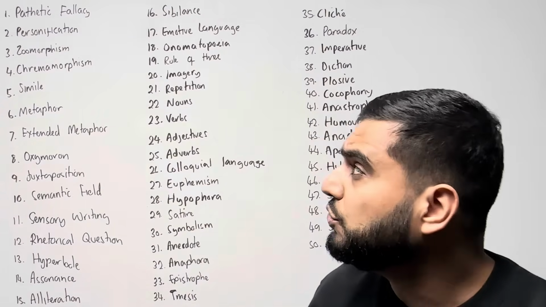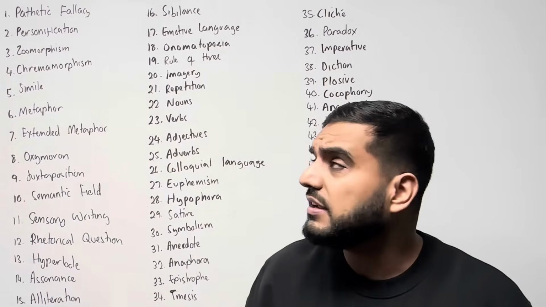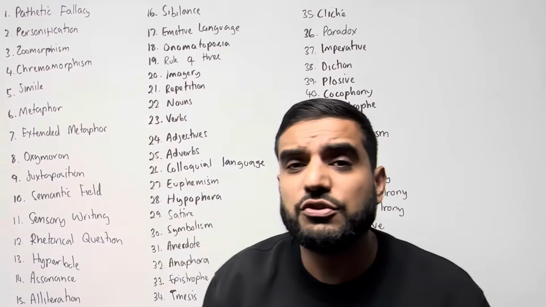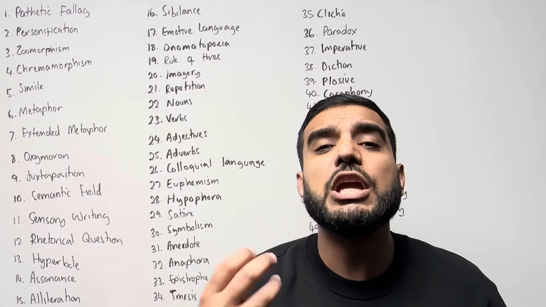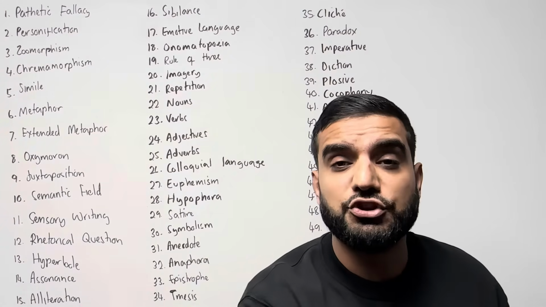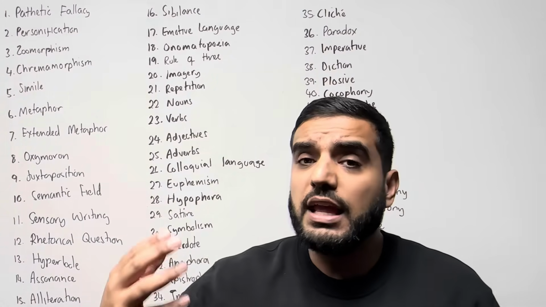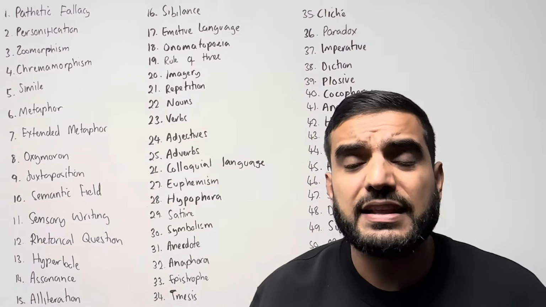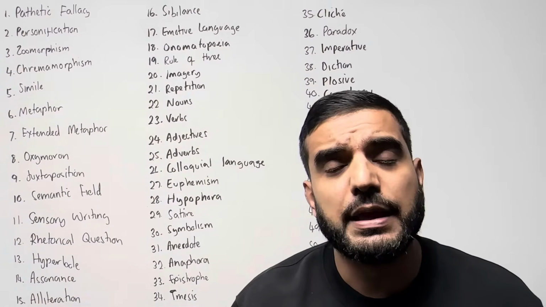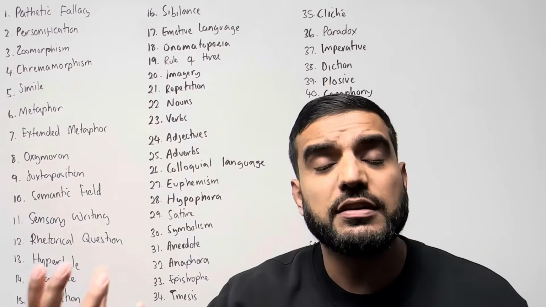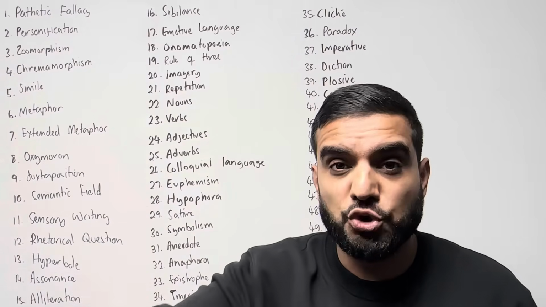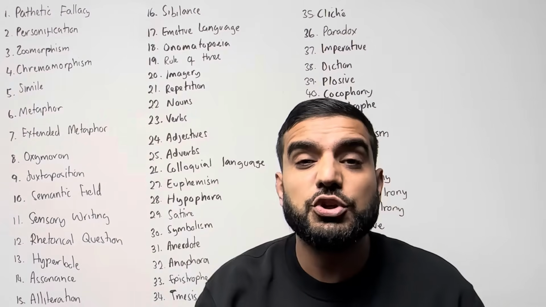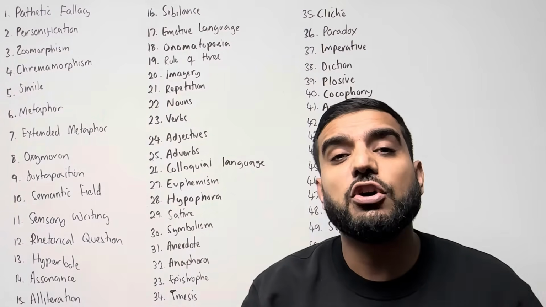Number three, guys, zoomorphism. The answer is in the name. What do you find in a zoo? You find animals. Guys, zoomorphism is when you give a human an animal's feature. So for example, if somebody was shouting at me and I said, please stop barking at me. Barking is an animal feature and I'm applying it to a human. So guys, zoomorphism is when you give a human the features of an animal.